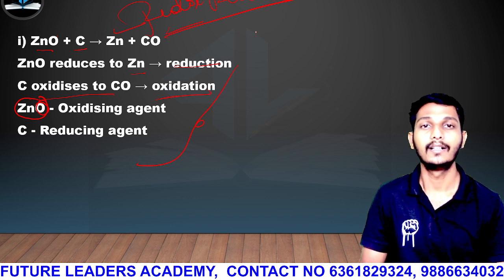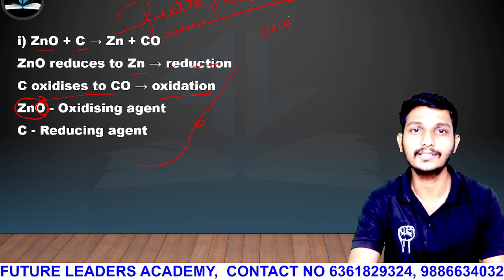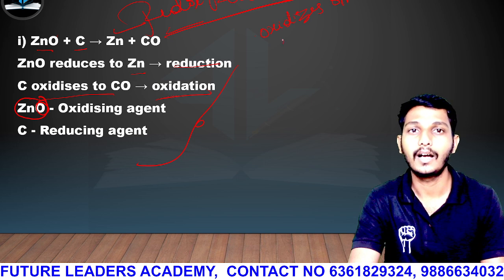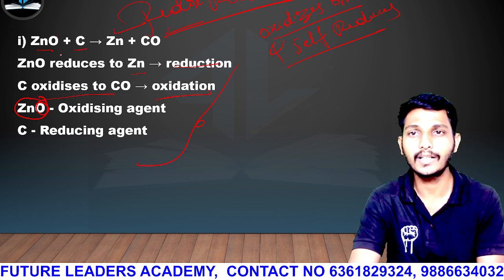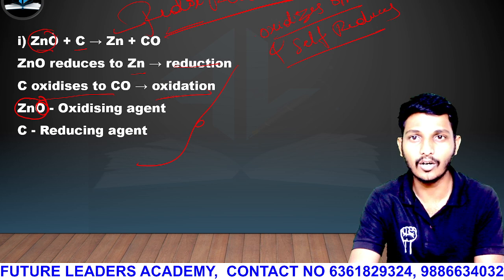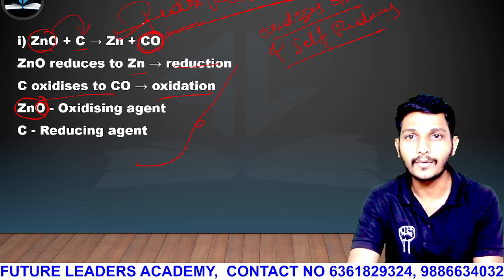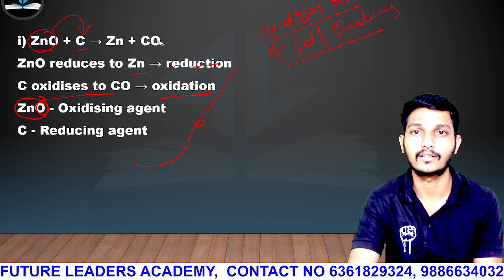What is the meaning of oxidizing agent? See, oxidizing agent means it oxidizes the other element and self reduces. What has been done here? Zinc oxide has oxidized the carbon to carbon monoxide and self reduced. One minute, I'll make you understand.